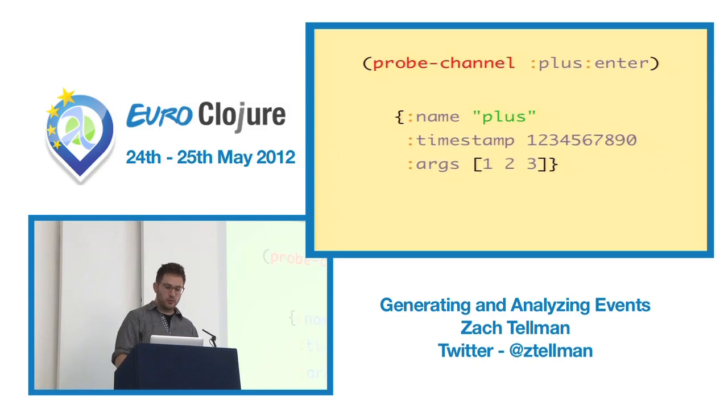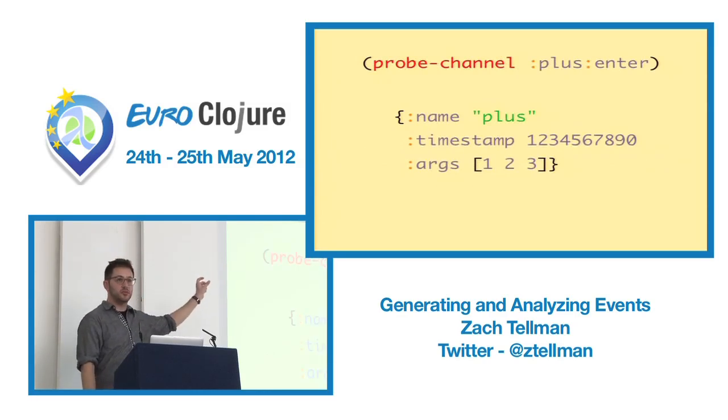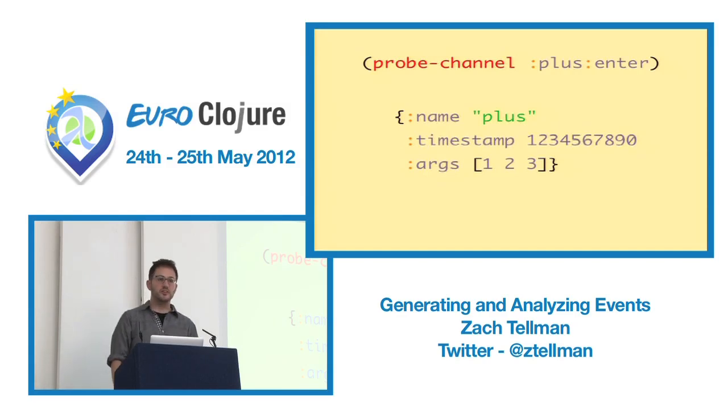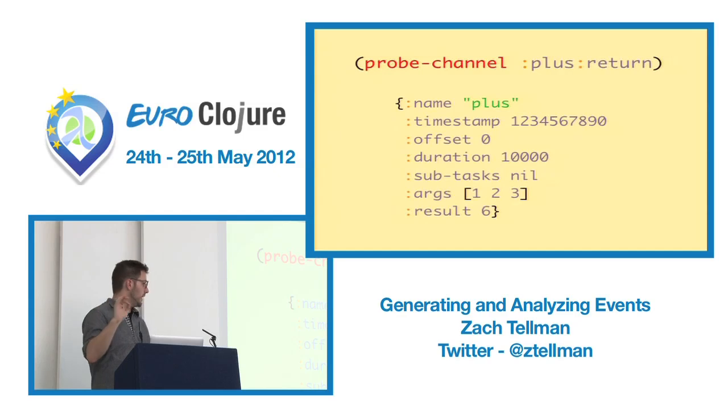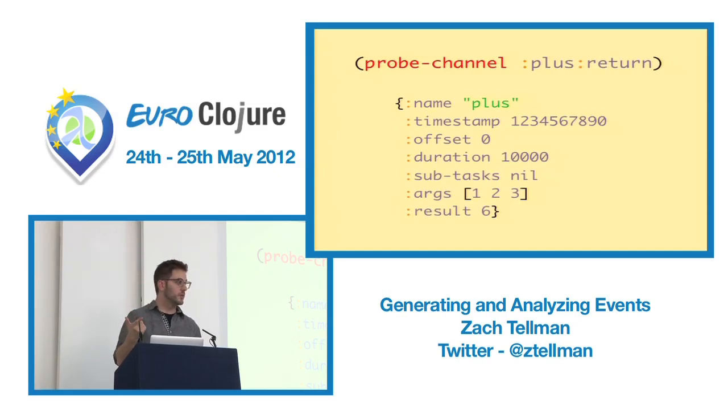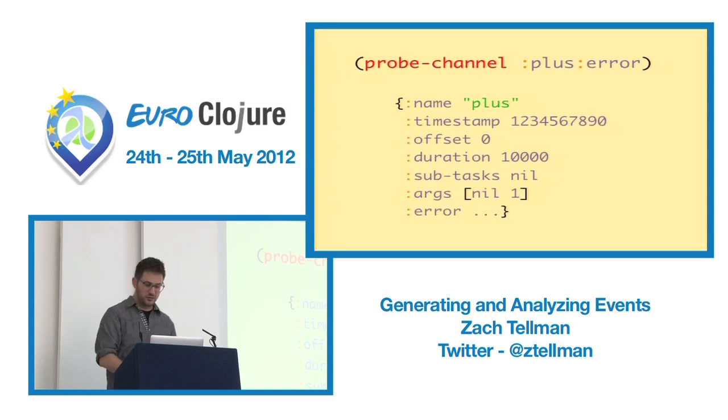And the first one, the enter probe, notice that it is namespaced underneath plus, which is the name, will give you 3 pieces of data. It will give you the name of the function, the timestamp, and the arguments. When the function returns, it will give you those same pieces of data. It will also tell you how long it took in nanoseconds, and it will give you the return value. There are also some other fields that I'll talk about in just a second. The error probe will give you pretty much the same thing, except it will give you an exception in the place of the return value.